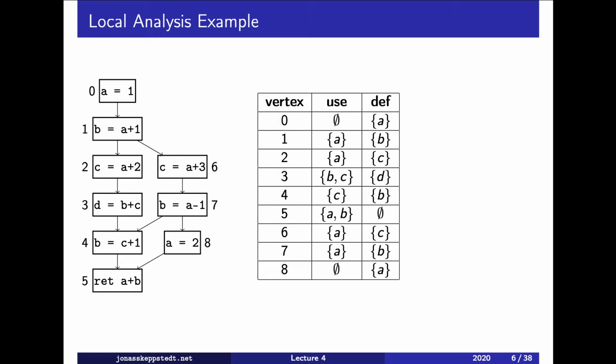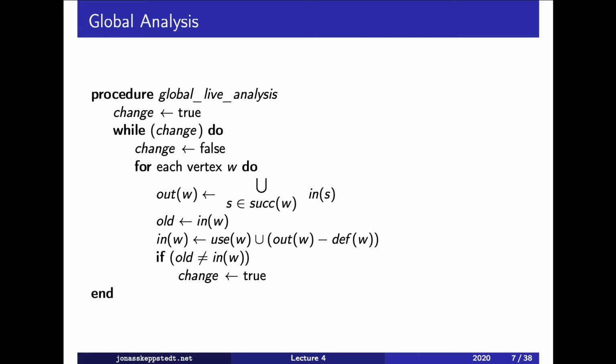Obviously, since it has to be either used or defined first, or it's not in either because it was not mentioned in that vertex. Okay, when we have the local information, we can compute the global live analysis. And this is also an example of iterative data flow analysis.